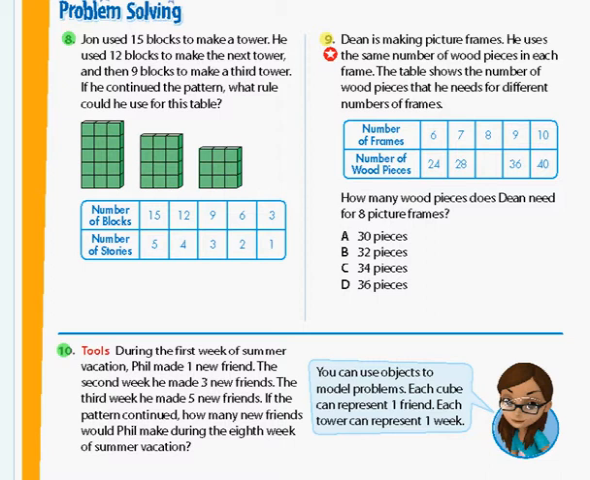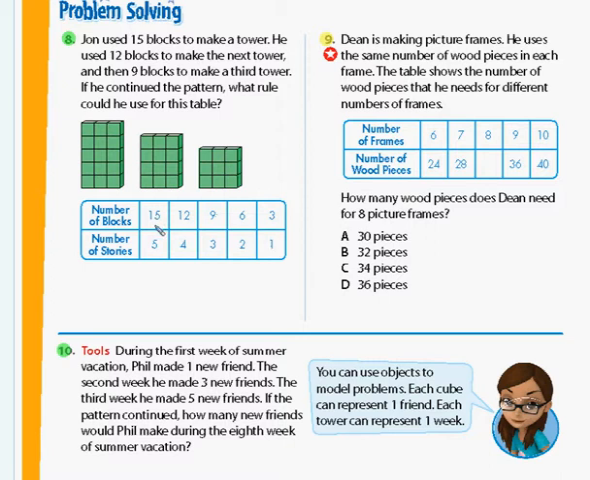Okay, well, let's look at the table here. I got 15 blocks makes a 5-story tower. I got 12 blocks makes a 4-story tower. 9 blocks makes a 3-story tower. 6 blocks makes a 2-story tower. And 3 blocks makes a 1-story tower. So it looks like that's probably dividing by 3.